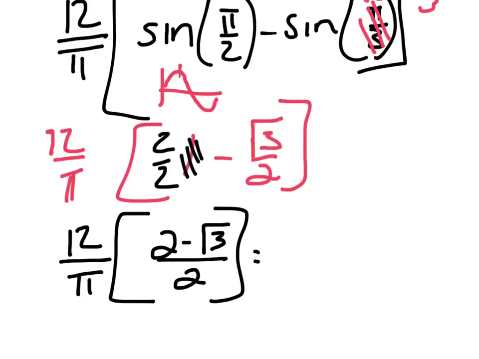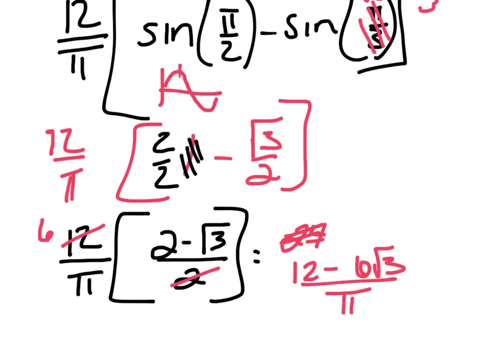And if I want to multiply the 12 through, I'm just matching up my choices now. I'm going to say that's 24. Whoops, I lied. I'm going to say this 2 goes into 12 6 times. So I'm going to say that's 12 minus 6 radical 3 all over pi.